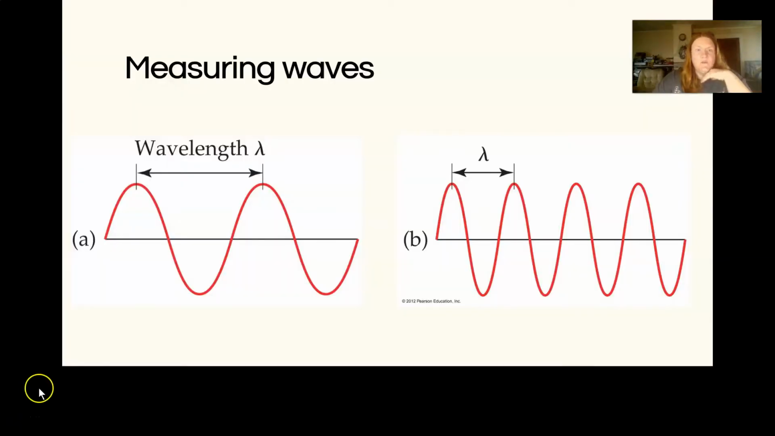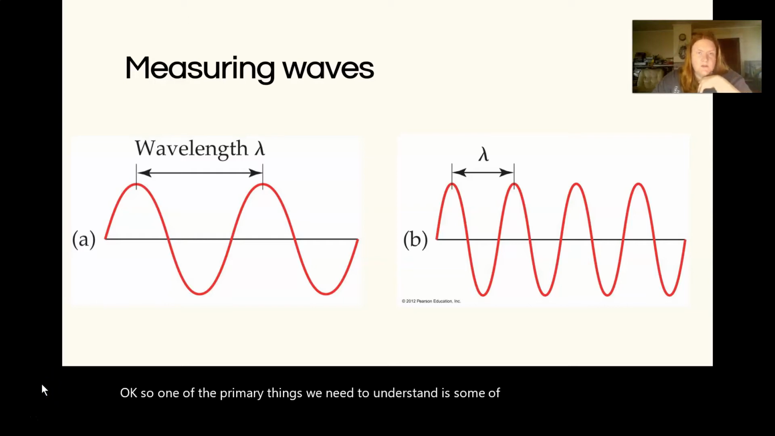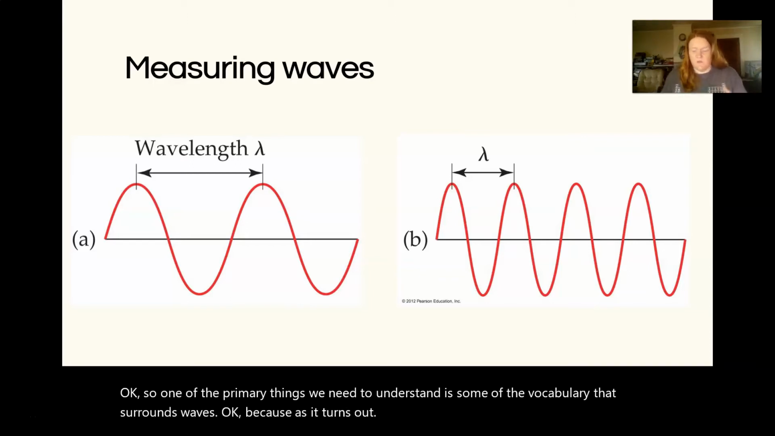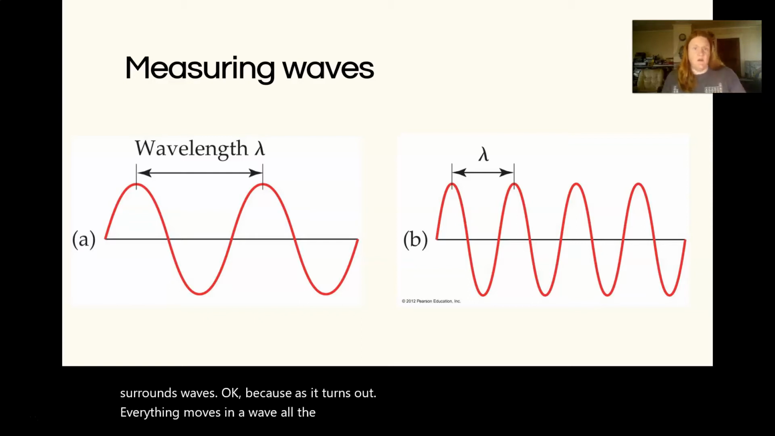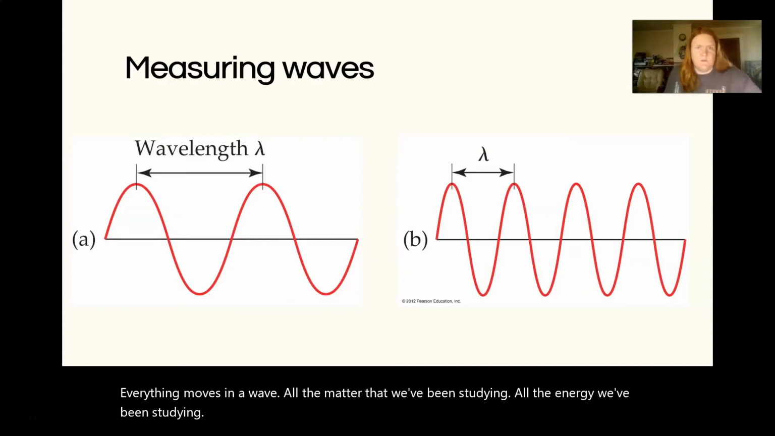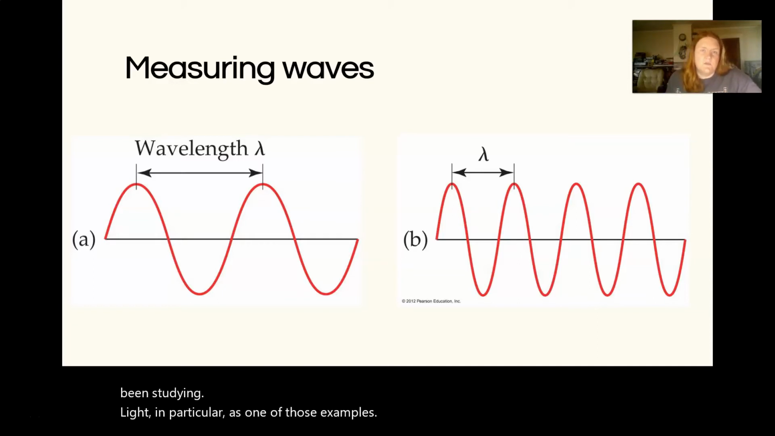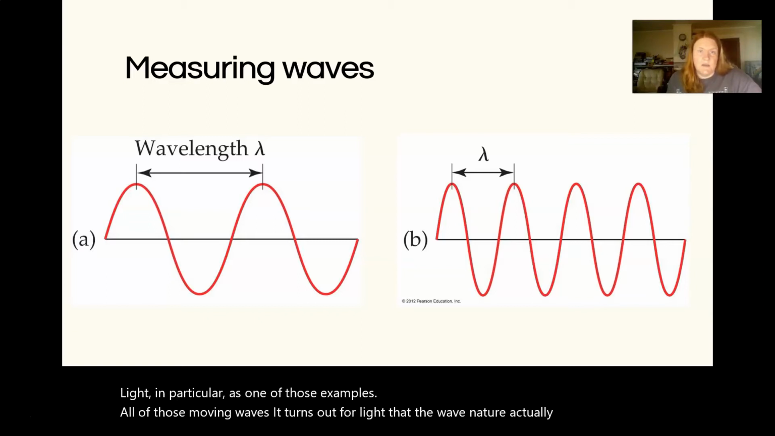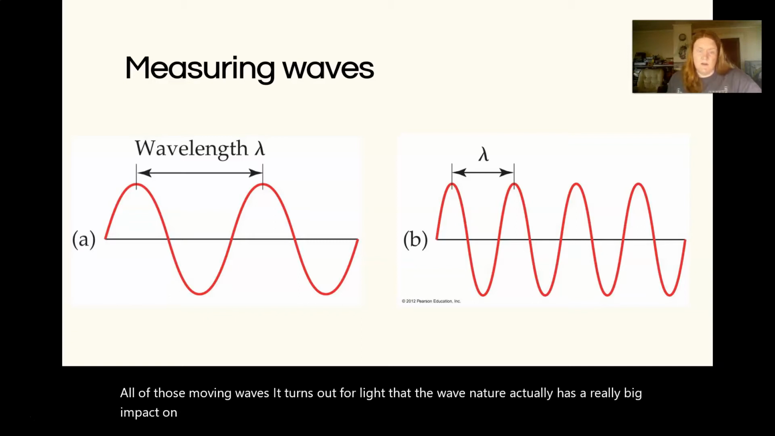Okay, so one of the primary things we need to understand is some of the vocabulary that surrounds waves, because as it turns out, everything moves in a wave. All the matter that we've been studying, all the energy we've been studying, light in particular as one of those examples, all of those move in waves. It turns out for light that the wave nature actually has a really big impact on the behavior of light. And so let's just get into some vocab.